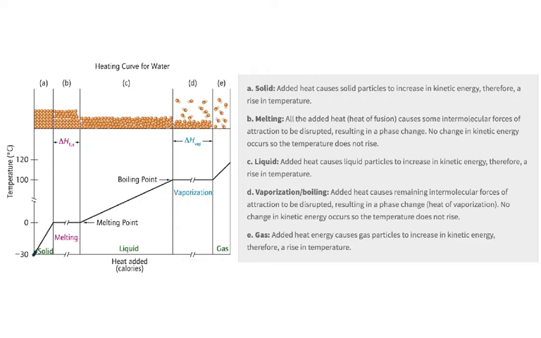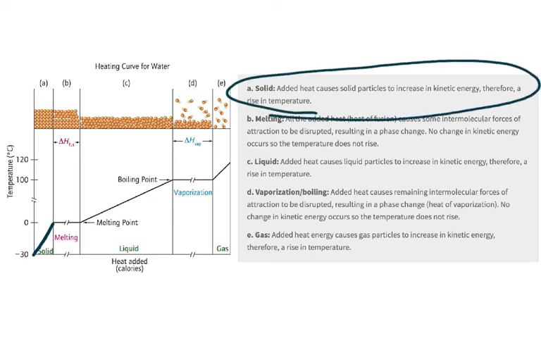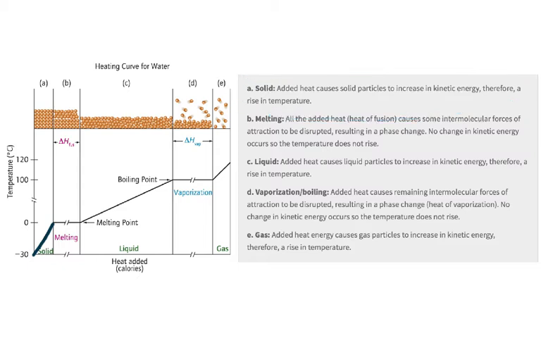So we have a solid. It's being heated. Added heat causes the solid particles to increase in kinetic energy. Therefore, we see a rise in temperature, right? And then we get melting. This is the strange part. I want to spend some time here. All of the added heat causes some of the intermolecular forces of attraction to be disrupted, resulting in a phase change. So the heat is being added, it's being used to do something, but it's not being used to increase the kinetic energy and increase the temperature, right? There's no change in kinetic energy, so the temperature does not rise.